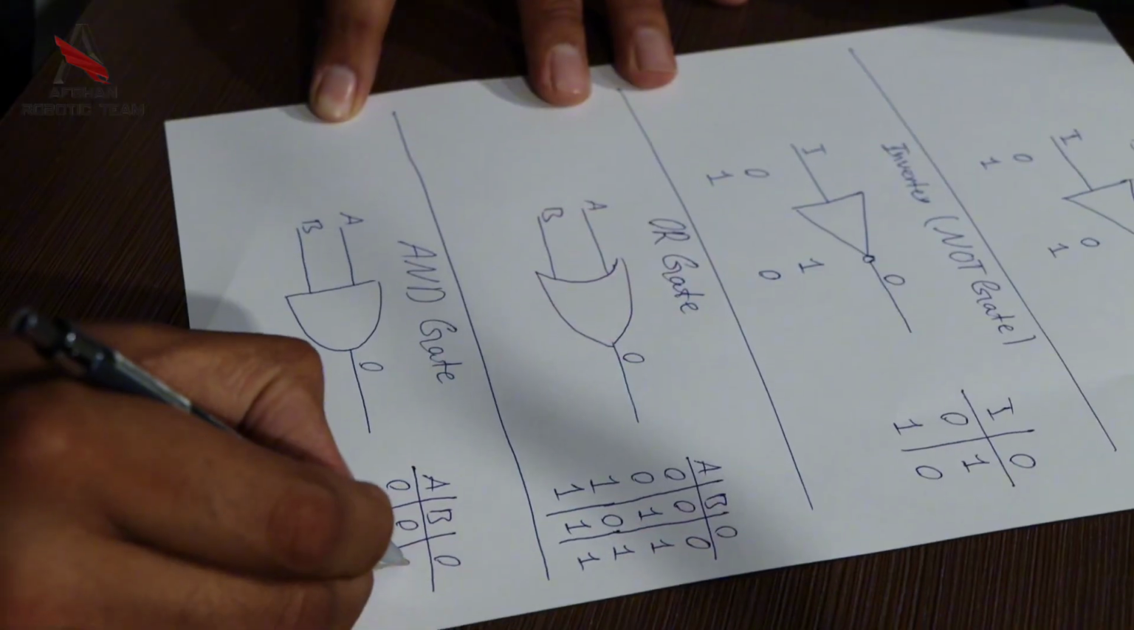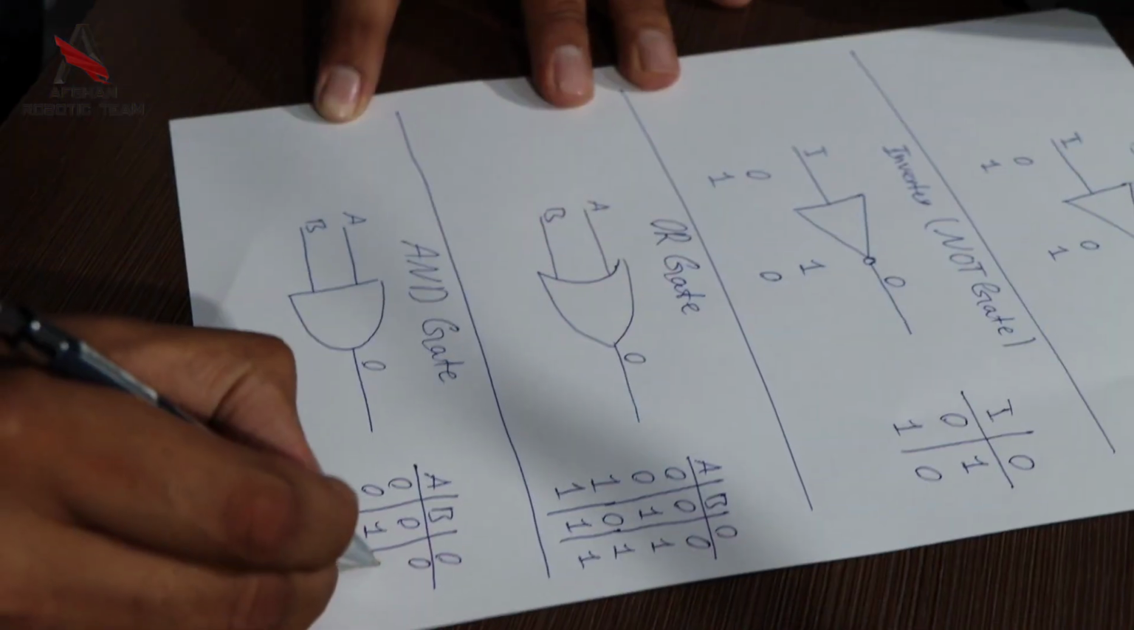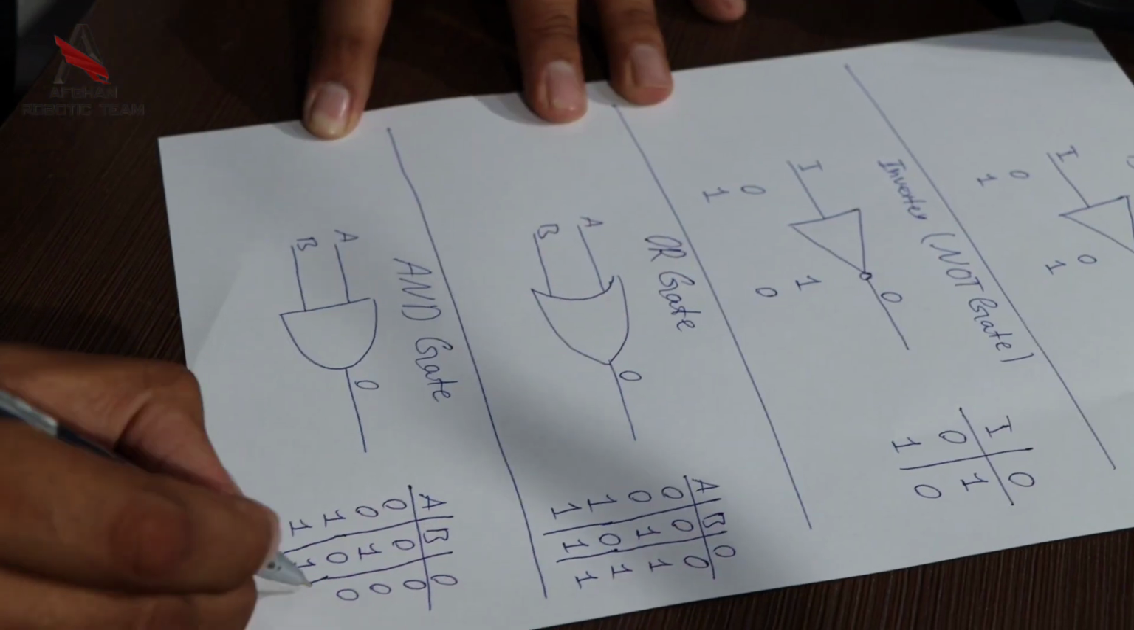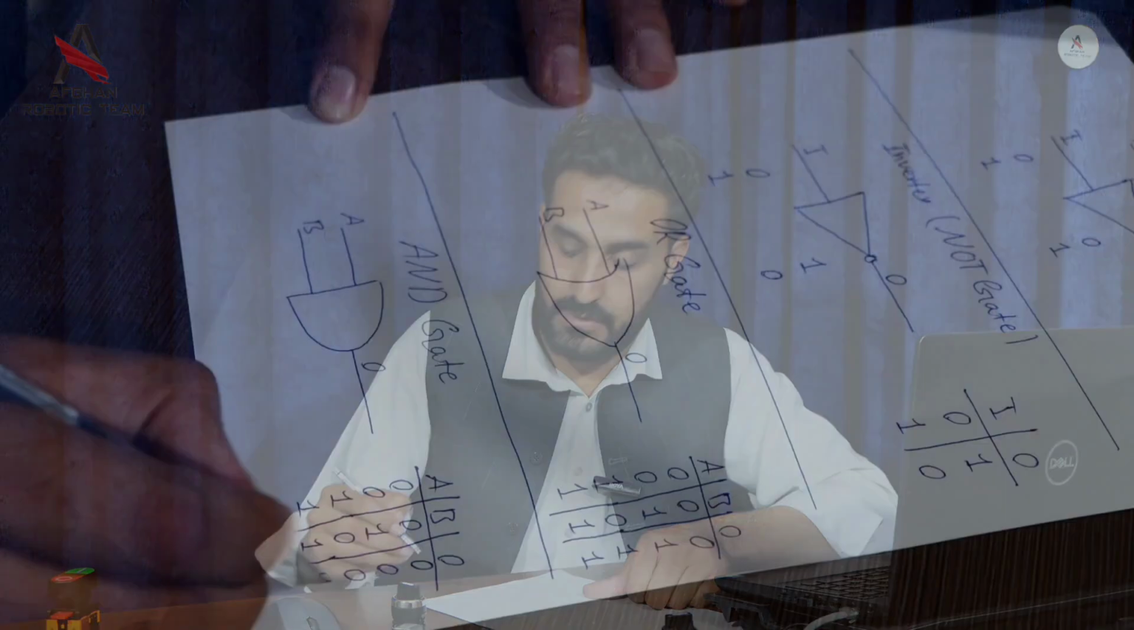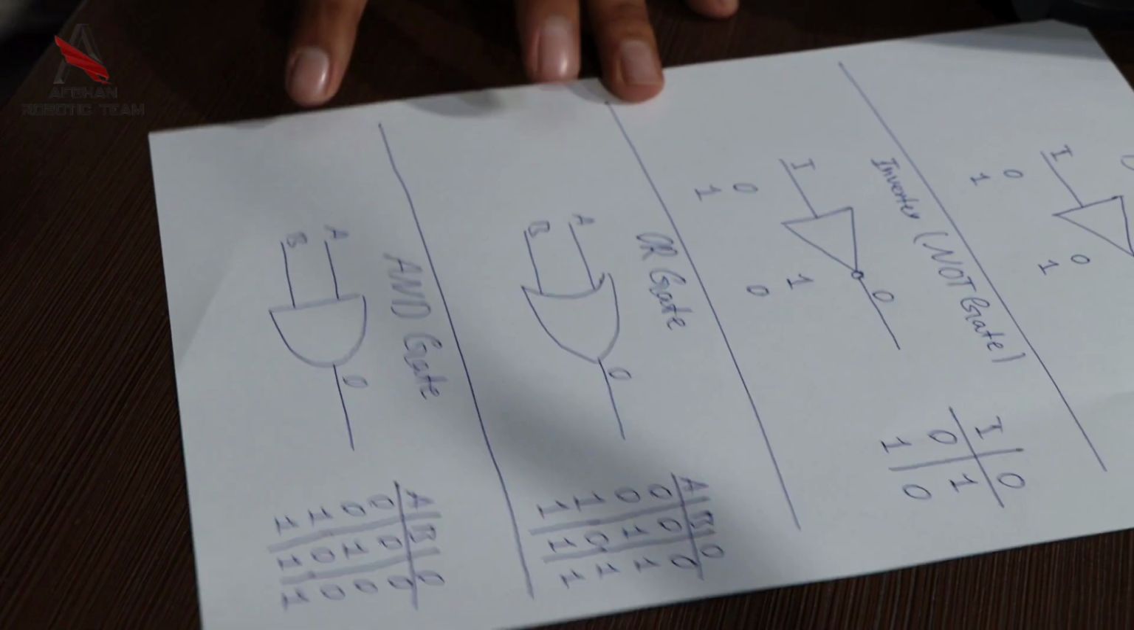If A is off and B is off, the system should be off because it's an AND gate. Both of the inputs should be on to have the output on. If A is off and B is on, the output is off. If A is on and B is off, the output is also off. If A is on and B is also on, the output will be on as well.